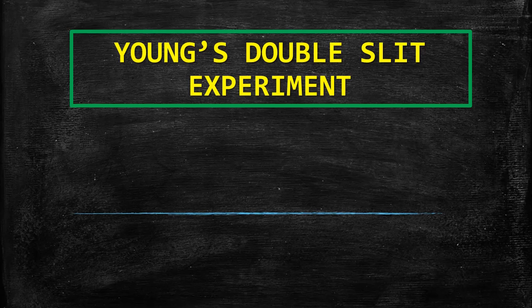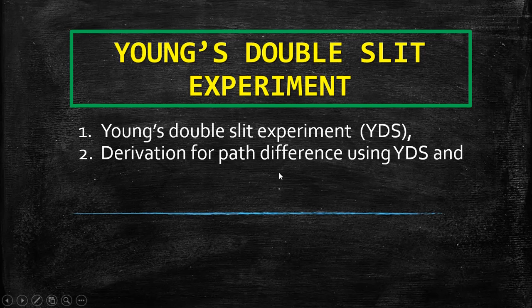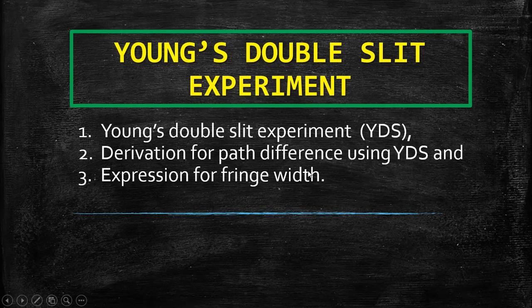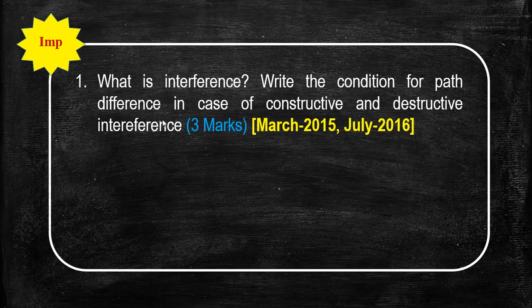Hello students, it's Young's double slit experiment, and in this class I am explaining Young's double slit experiment. I call it YDS in short. I am deriving the path difference using this experiment, and also I am deriving the expression for fringe width. In the annual exam, some questions have appeared from this portion.